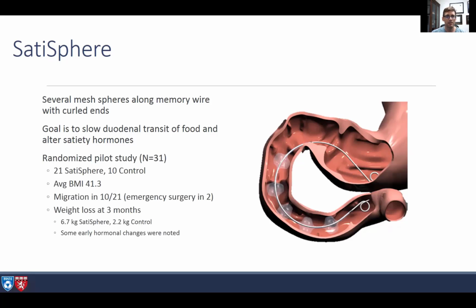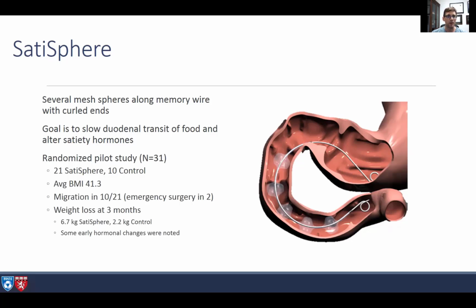They did a randomized pilot study of 31 subjects. 21 received the treatment and 10 were control patients. Average BMI of these patients was over 41. Migration was seen in 10 of those 21 subjects, so certainly some work needs to be done on the anchoring mechanism.